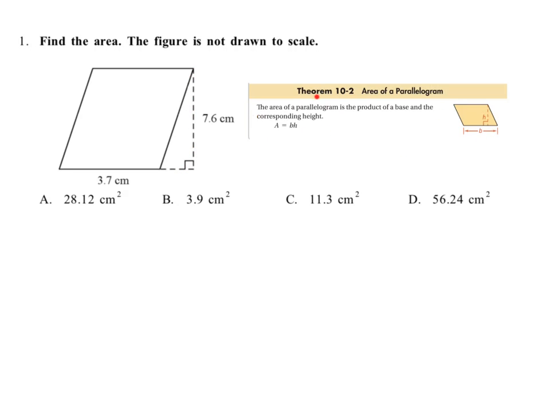And here's the formula. I just stuck it in here. The area of a parallelogram is the product, or the answer is the multiplication, of the base and the corresponding height. So if we were to write that formula out, we would say area equals base times height. And we know that the base is 3.7. And we know that the height is 7.6. Then all we need to do is simply calculate those values.